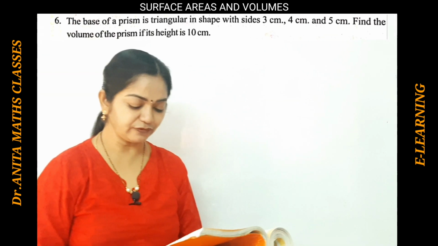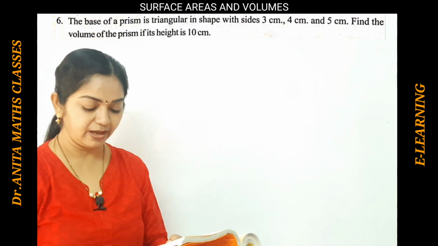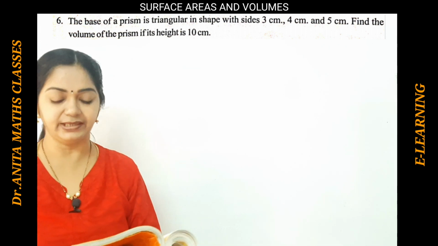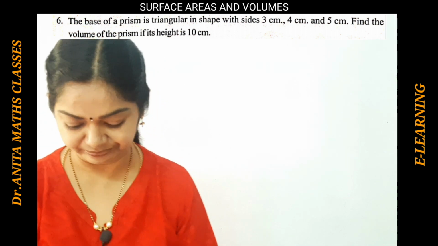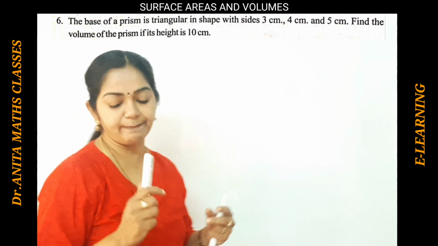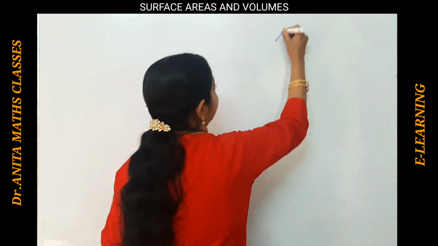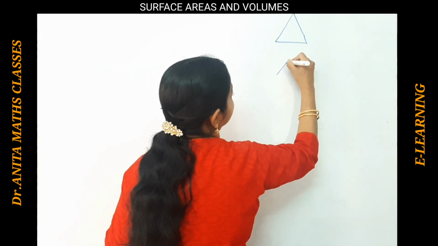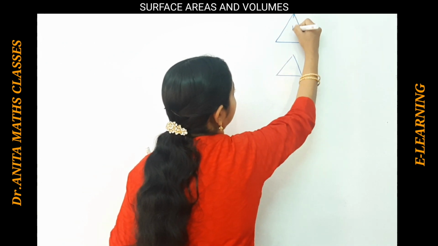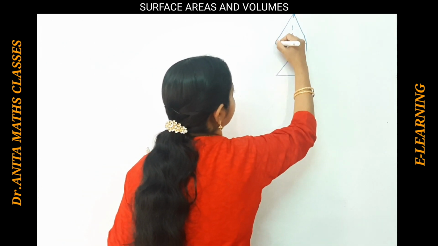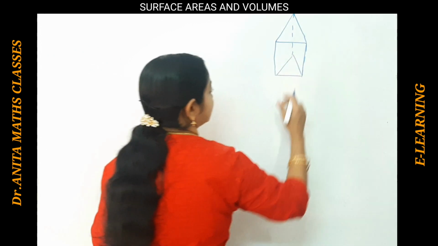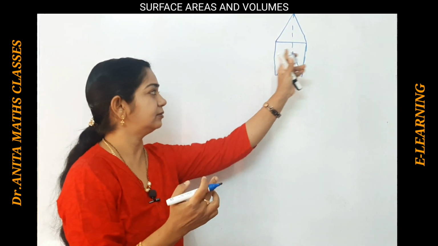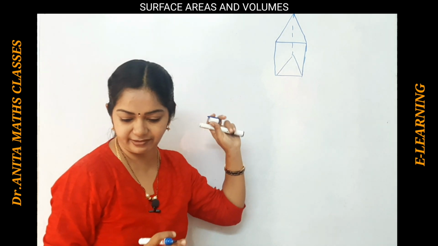Sixth one: the base of a prism is triangular in shape with sides 3, 4 and 5 centimeters. Find the volume of the prism if its height is 10 centimeters. Given a prism, and also mentioned that the base is triangular in shape. We cannot draw 3D figures, but we can make some illusions. Let us suppose the bases are triangular in shape, whereas the lateral faces are rectangles. So this is a triangular prism.